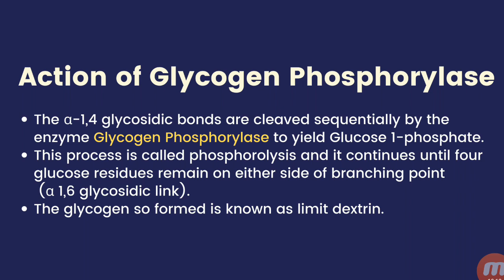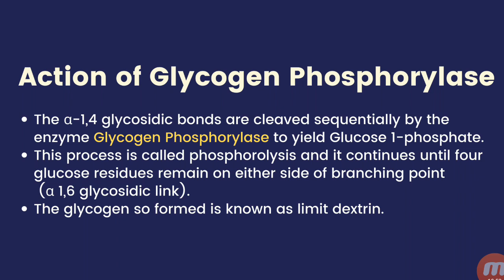So what is limit dextrin? Limit dextrin is a type of glycogen with four glucose residues on either side of a branching point. Branching point means where there is an alpha 1,6 glycosidic link. So from that, in both directions, there are four glucose residues. That type of glycogen is known as limit dextrin. So in the first step, we saw that with the help of glycogen phosphorylase, the glycogen was broken down or cleaved sequentially until the limit dextrin was formed.